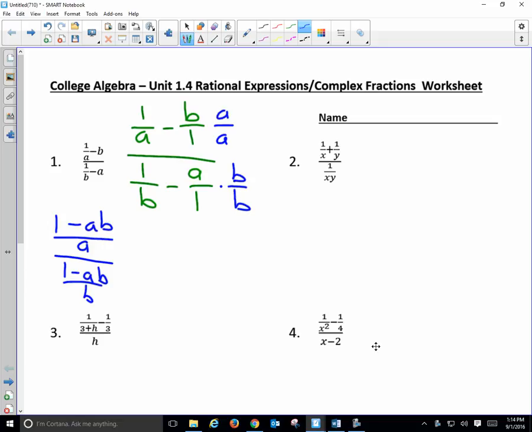Okay, so we've accomplished the first step, which is usually the most difficult for people. Now, after you get through the first step, which is to make one fraction the numerator and one fraction the denominator, we then multiply by the reciprocal. We don't like to divide fractions. We multiply by the reciprocal. We multiply by B over 1 minus AB.